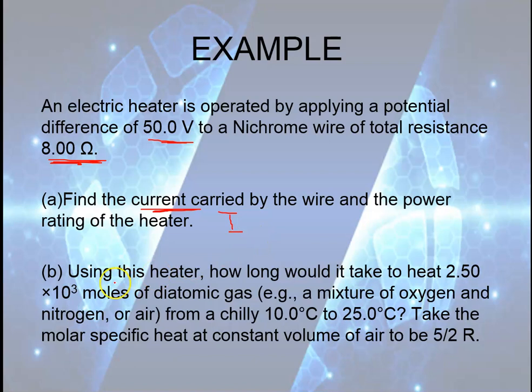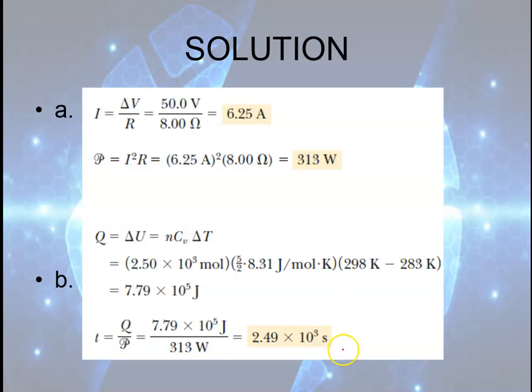The second question, by using this heater with the number of moles equal to this one, and this is a diatomic gas. I was given the initial temperature and the final temperature. I need to find how long it takes to heat, so I need to find t, for which I was given extra information: the molar specific heat at constant volume is 5/2 times R. So this is the solution for the first part.